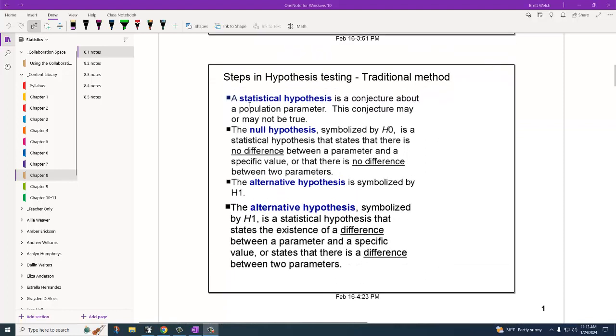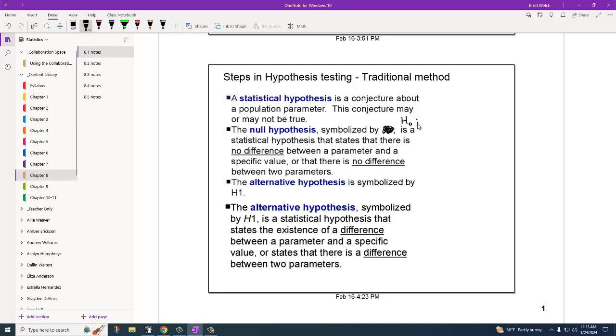Traditionally, when we talk about a statistical hypothesis, it's a conjecture or statement about a population parameter, about the mean, or about the standard deviation, or about the proportion. It may or may not be true. The null hypothesis, which is symbolized H with a subscript 0, is a statistical hypothesis that states there is no difference between a parameter and the specific value.